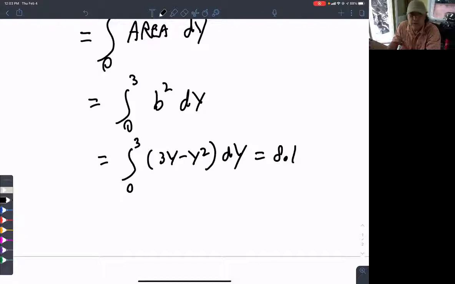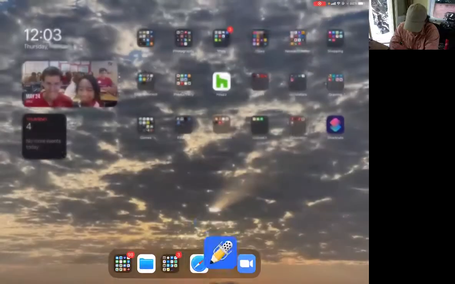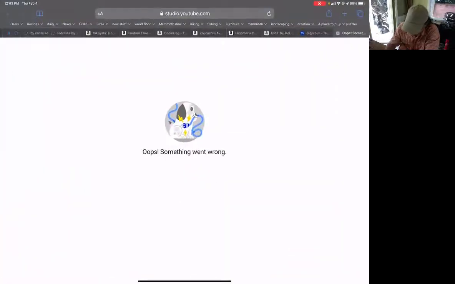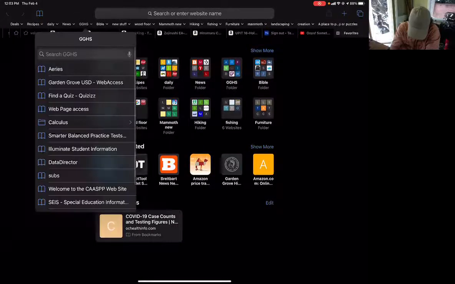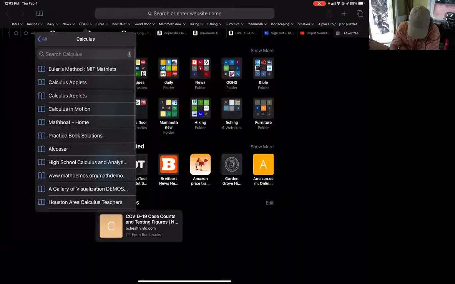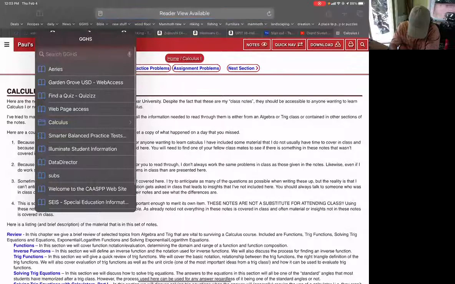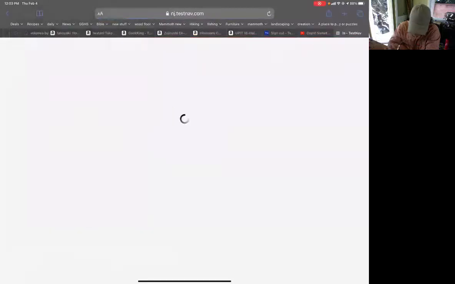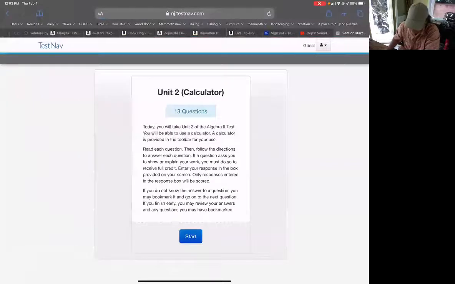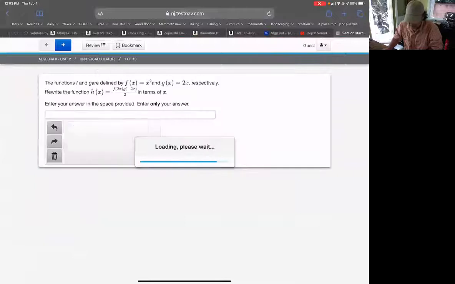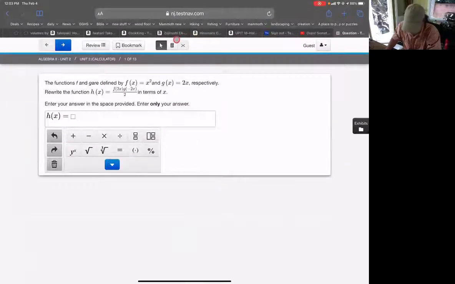Let me do this on the calculator, okay? So 3y minus y squared from 0 to 3. No, that's not the right. Where is my mouse? There it is.